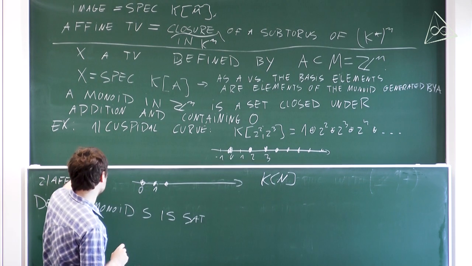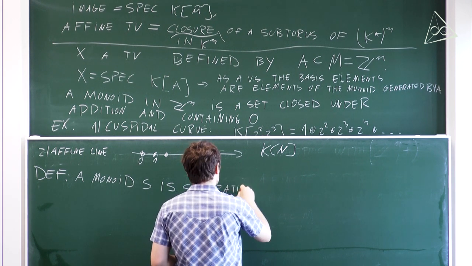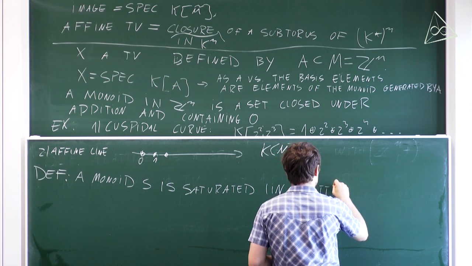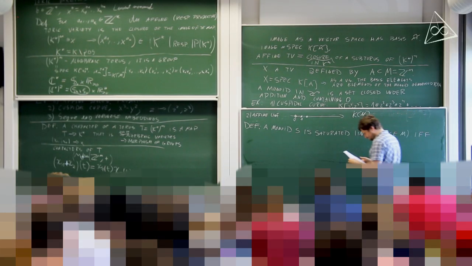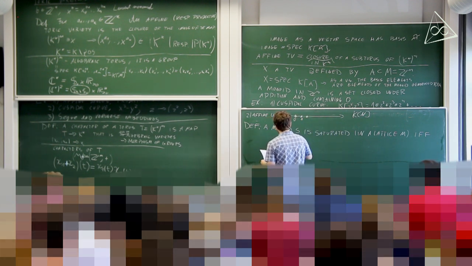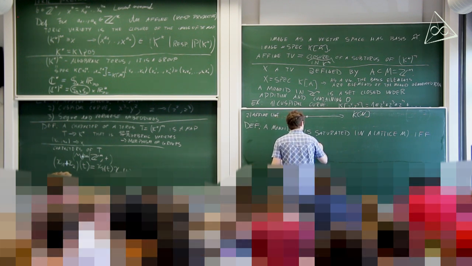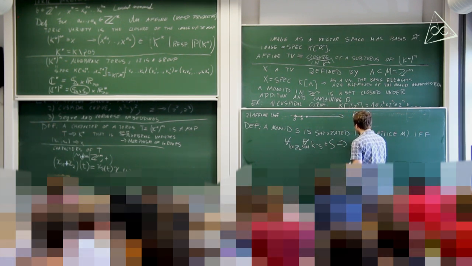So this motivates the following definition. A monoid S is saturated in a lattice M if and only if for every positive integer k and every element of the lattice, if a multiple k times the point in the lattice belongs to the monoid, then the point also belongs to the monoid.